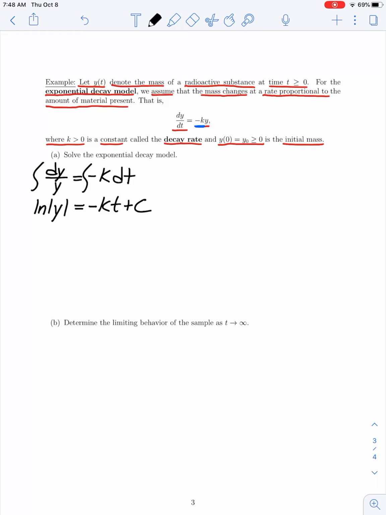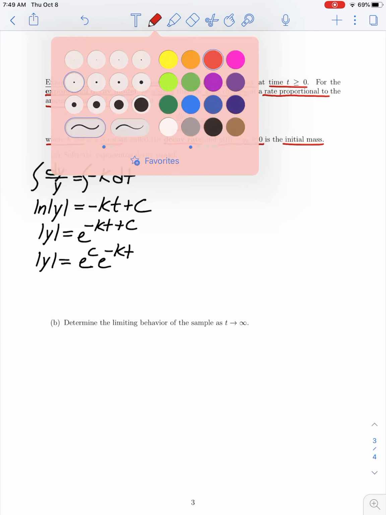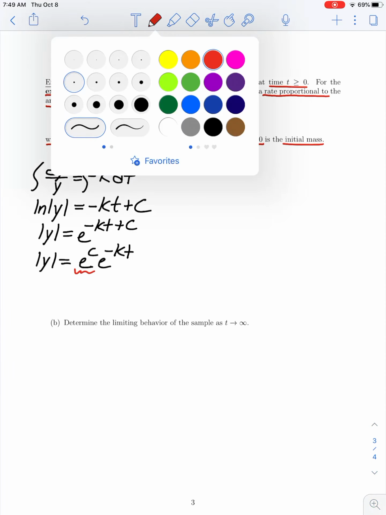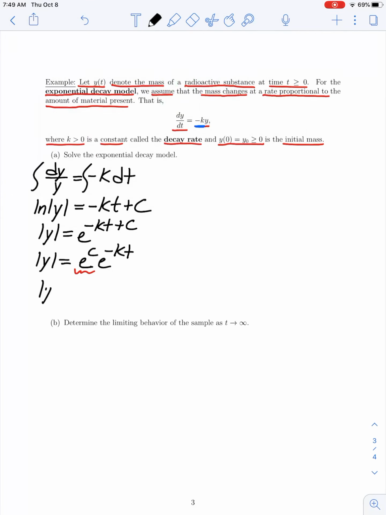So exponentiating on both sides, I would have the absolute value of y is e to the negative kt plus c power, or as we did for the exponential growth model, we could rewrite this as e to the c times e to the negative kt, where this e raised to an arbitrary constant term is a new arbitrary constant, which we would just call c.